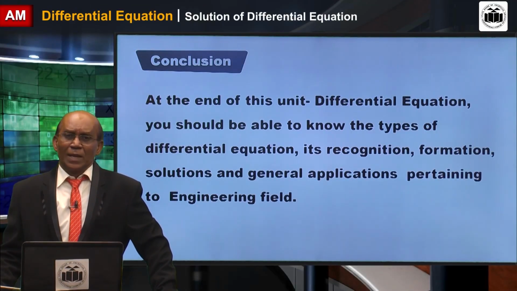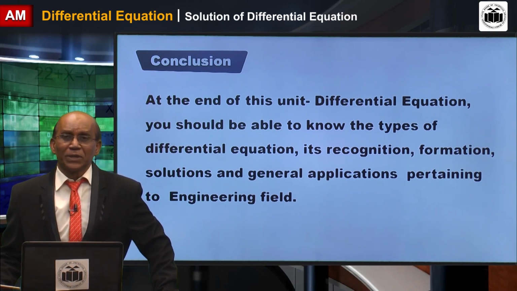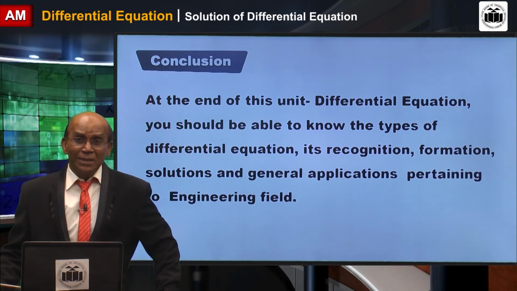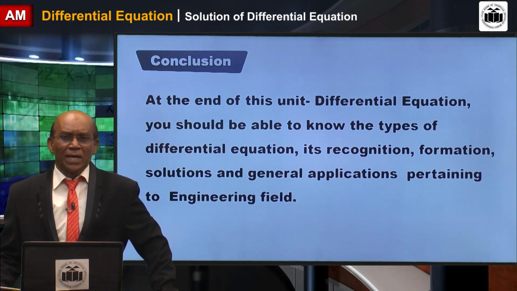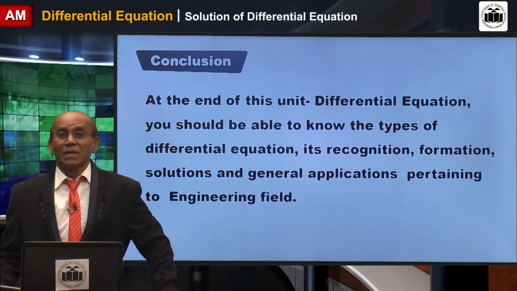Conclusion is, at the end of this unit, differential equation, you should be able to know the types of differential equation. It is recognition, formation, solution, and general application pertaining to the engineering field.